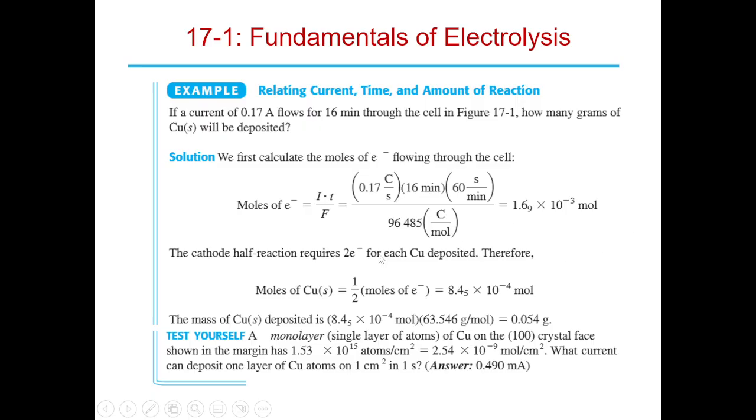Okay, we look then at the working electrode half reaction. That would be the cathode half reaction, right? The one that plates out the metal. So the copper has to have 2 electrons for each Cu deposited, right? That's why I made that big deal, remember? And so what does that mean? Well, our moles of electrons have to be divided by 2, doesn't it? And that will give us our moles of copper.